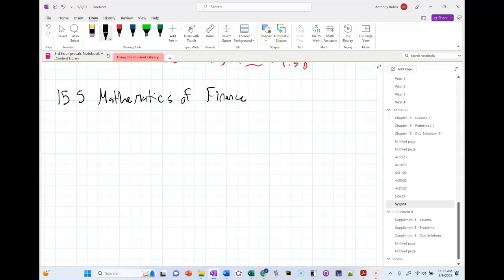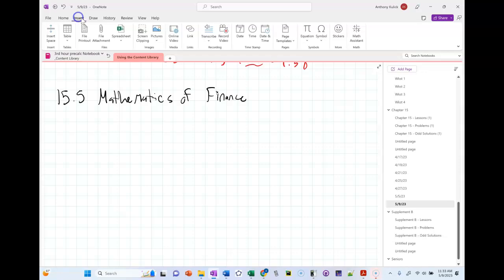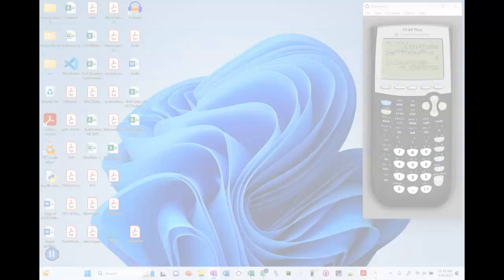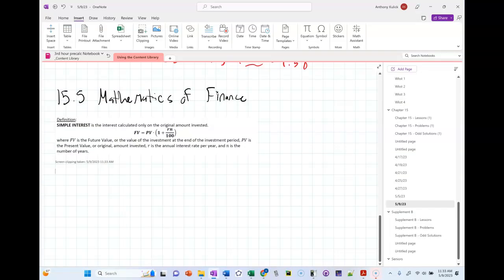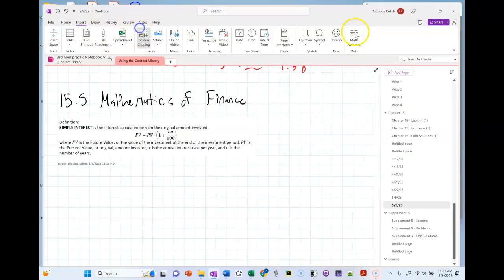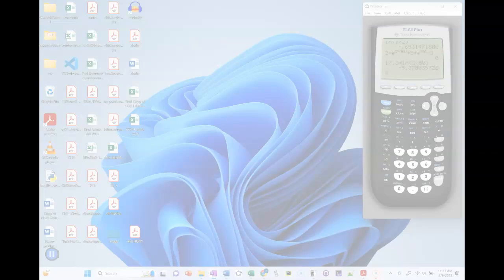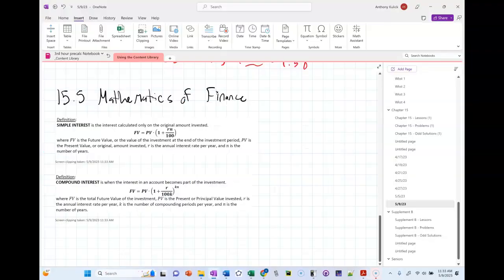All right, today we're going to be talking about the mathematics of finance, and we're going to be looking at 3 different models here that we'll use. Well, today at least 3 different models. So we'll talk about simple interest, compound interest, and then continuously compounding interest.